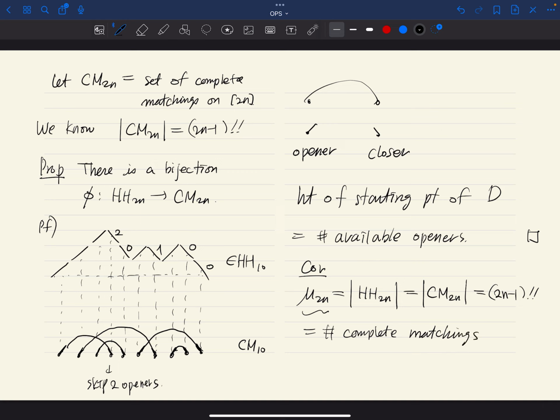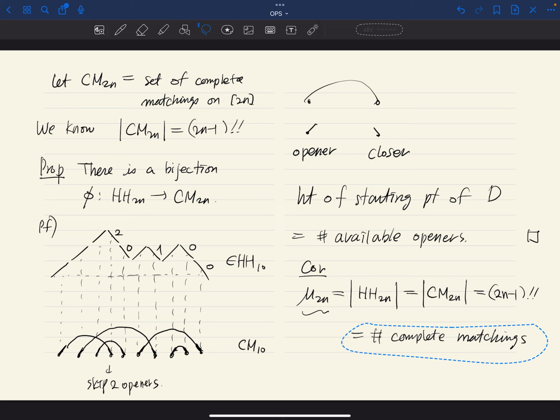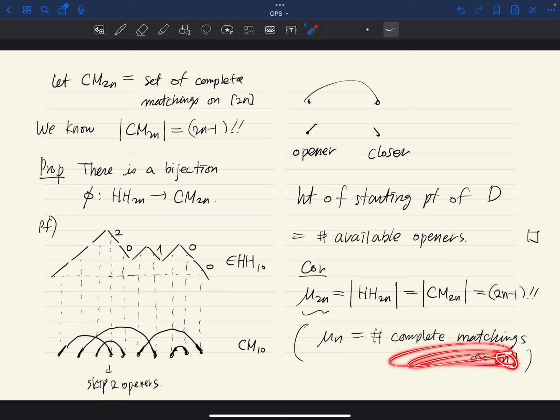So actually, maybe I can even say it like this. Let me write it this way. Or in other words, matchings on n. If n is odd, there is no complete matching, so it will be 0. But if n is even, that is exactly the number of complete matchings on 2n, so you can write things like this. So for Hermite polynomials, the moments are counting complete matchings.